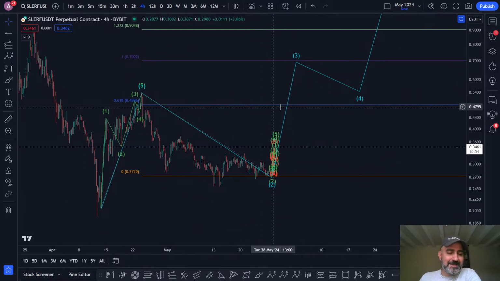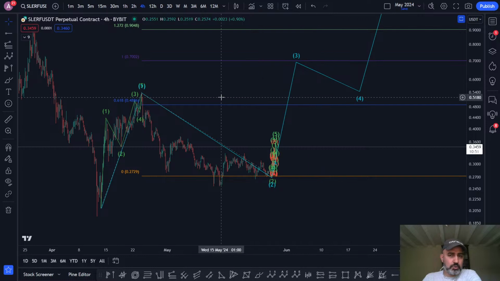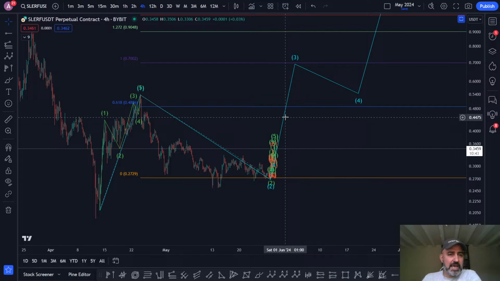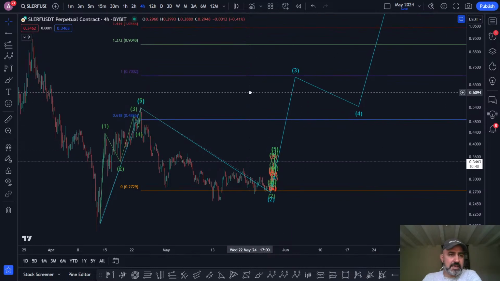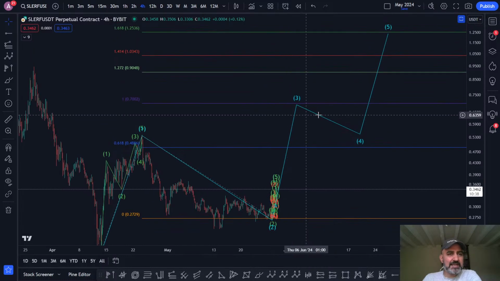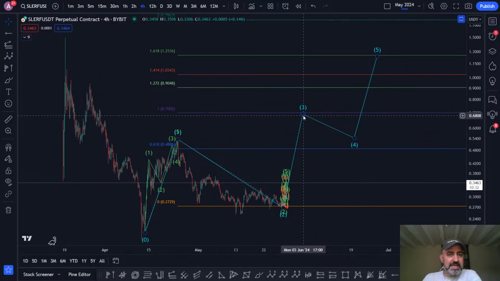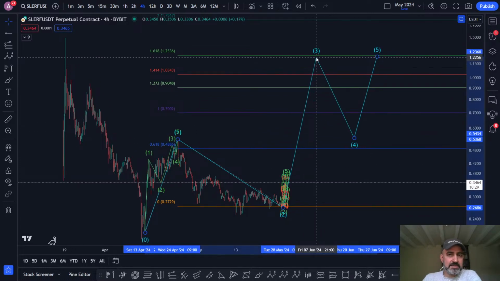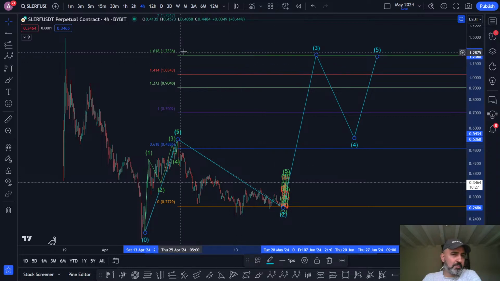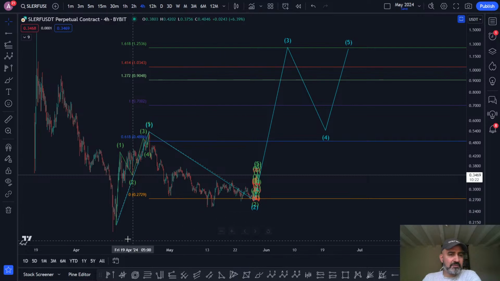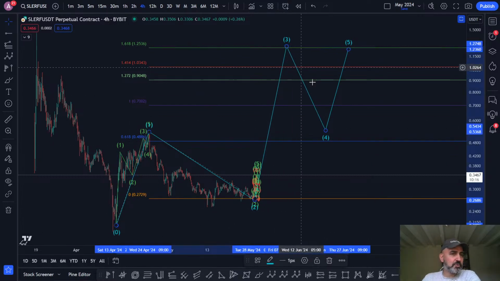It doesn't help right now, but if you do this and you find confluence, then it really does help. Okay, so it's all about confluence, and it's also about realistic targets. So in the context of this move, if we have an extended 3, like a really extended 3, then you're targeting 1.2. That would be an extended 3 in the context of these waves. Wave 1, wave 2. That would be an extended 3, all the way up to 1.2.